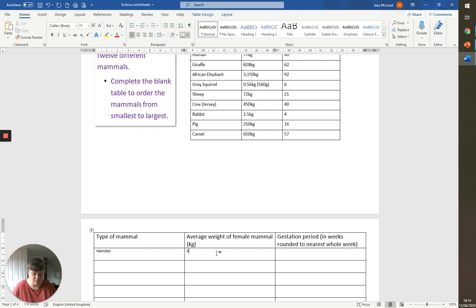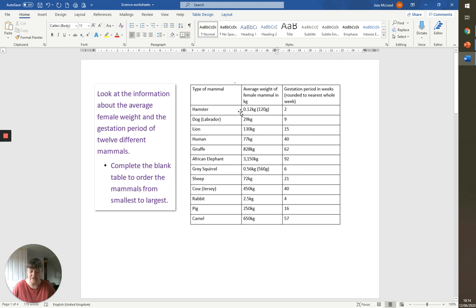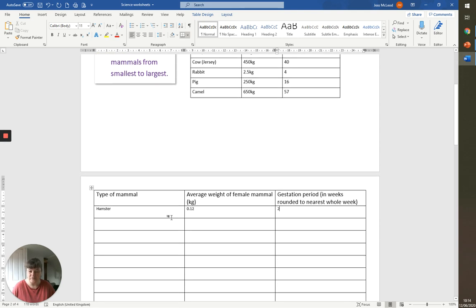The average weight was 0.12 and the gestation period was 2 weeks. And then you're going to look for the next biggest. So the next biggest, let's do that together. 0.12, I'm looking down. These are all massive, aren't they? Big, big, big, big, big, big. Oh, rabbit's not too big. Oh, look, squirrel, 0.56. So squirrel would go in here.